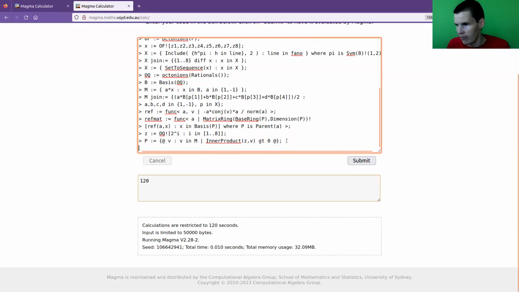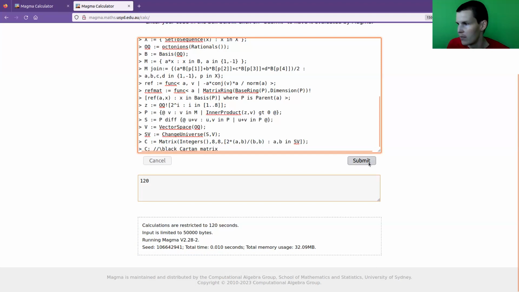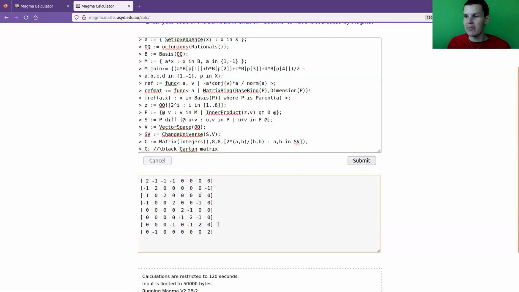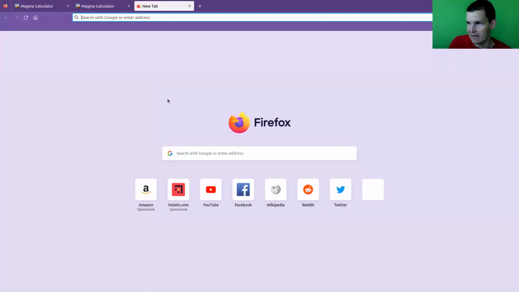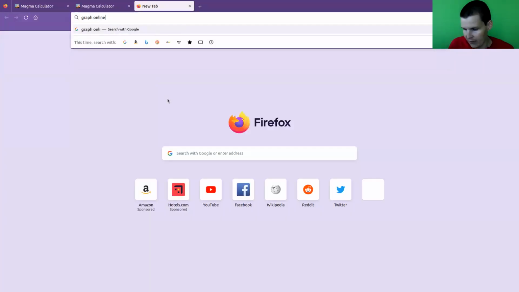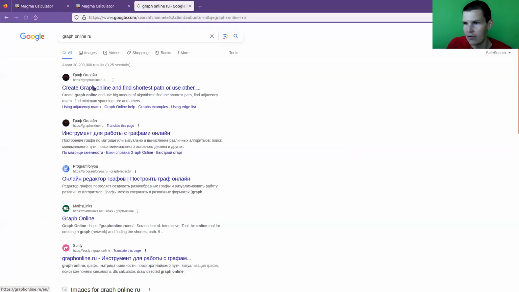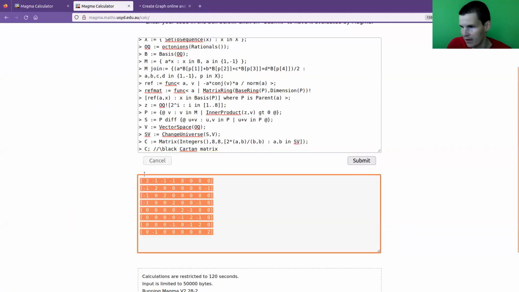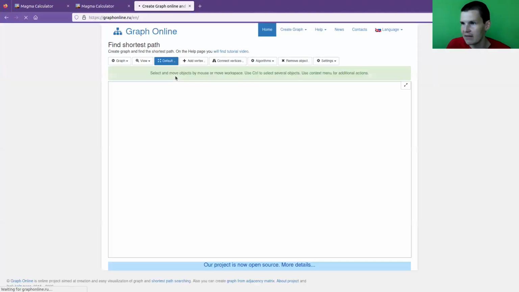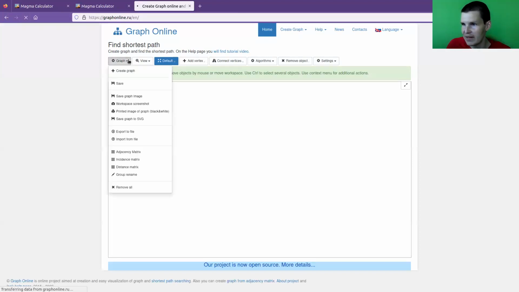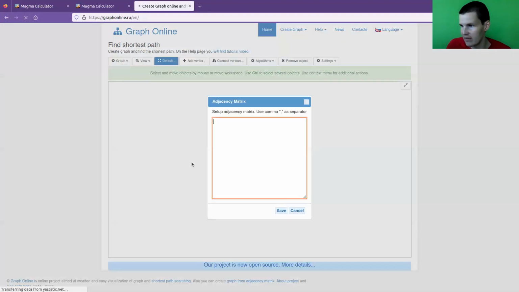I don't need this one anymore, and you can ask it for the Cartan matrix associated to the root system. And the Cartan matrix associated to the root system is this beast, and let's look it up on Graph Online. Because our little friend Magma is not really fantastic at displaying these things, the problem is that this is a Cartan matrix. To get the adjacency matrix, you put the 2's to 0 and the 1's to -1's.